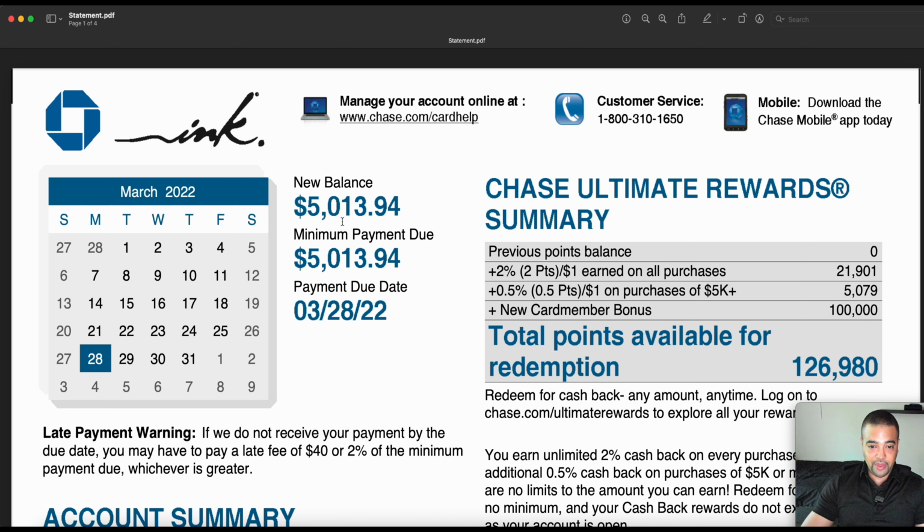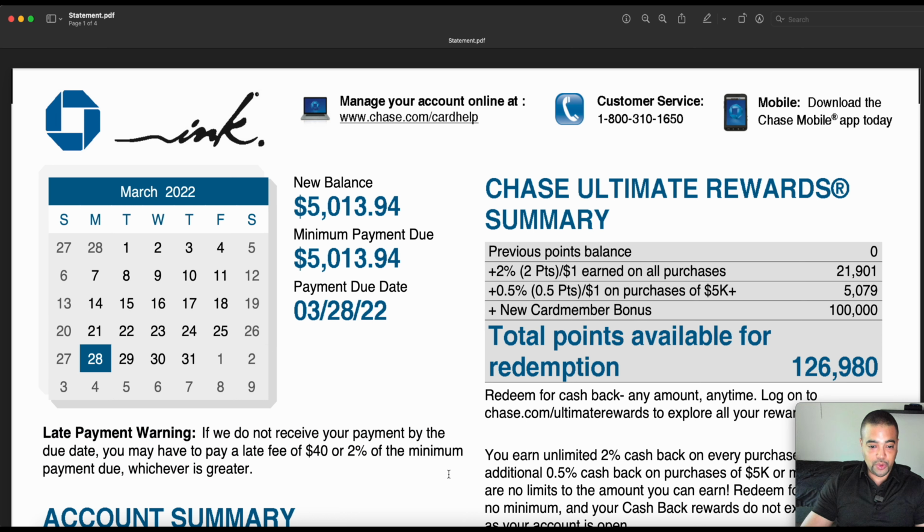So that's very handy. And of course, we have the late payment section down here saying, hey, if we do not receive your payment by the due date, you may have to pay a late fee, which may seem generous because you're definitely going to have to pay a late fee, but it'll be $40 or 2% of the minimum payment, whichever is greater. So 2% of this is, I think, about $100, give or take. So you definitely don't want to do that, because you'll still owe the money and they'll just keep racking it up. So not good. Definitely want to make the payment there.